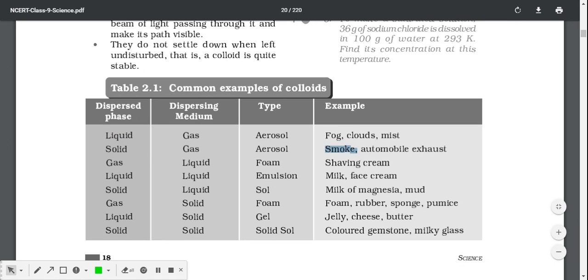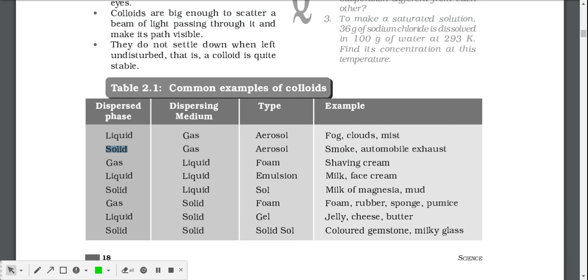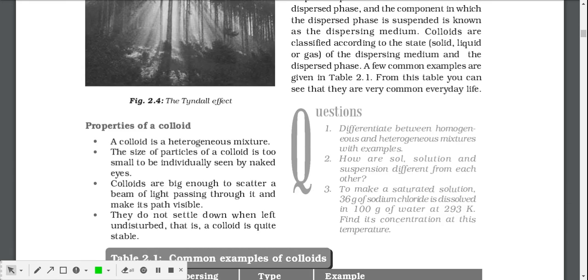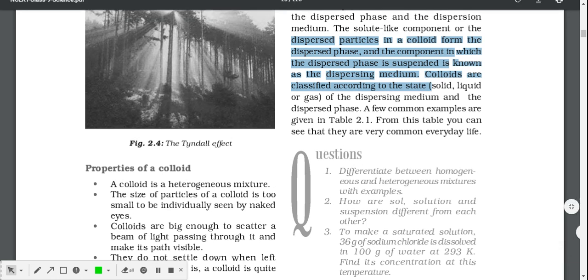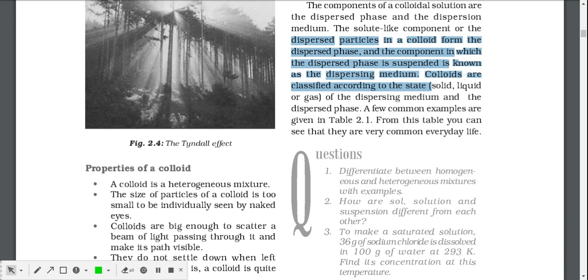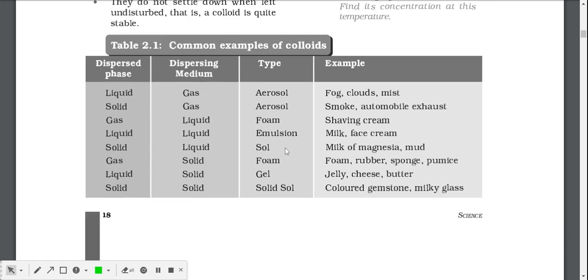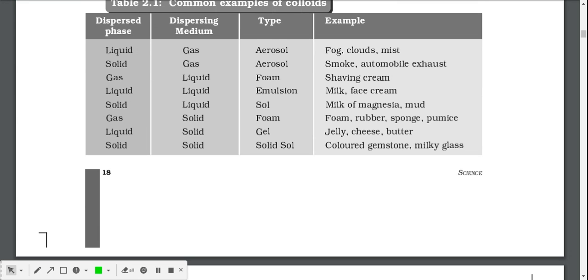So smoke, you can understand this. Smoke is basically heavier particles, dust particles, in solid form, and the dispersing medium is in gaseous form. Like we have given an example over here of the Tyndall effect. In this, the first phase is in solid form, as these are dust particles, and the dispersing medium is in gaseous form because they are present in gas, right? There are a few other examples, you can go through them.